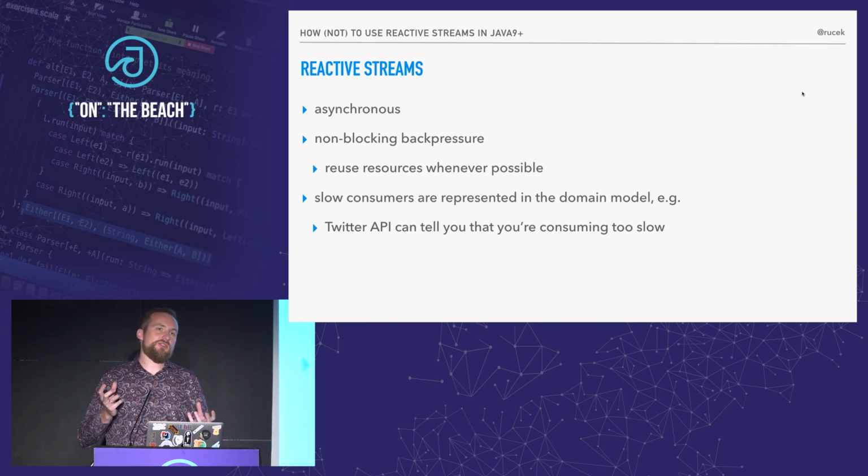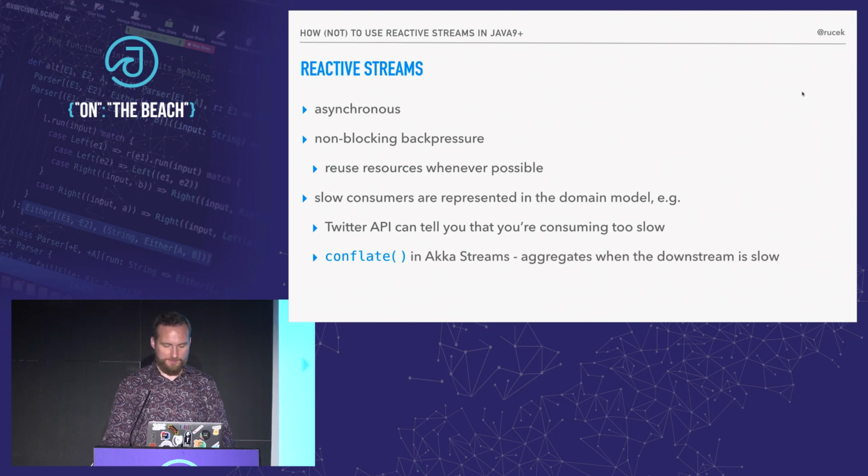This is actually not about how it's implemented internally, it's about the fact that a slow consumer is somehow represented in the API documentation. So they have thought of it, they have a solution for that, and they know that probably something can be slow. Another example comes from Akka Streams.